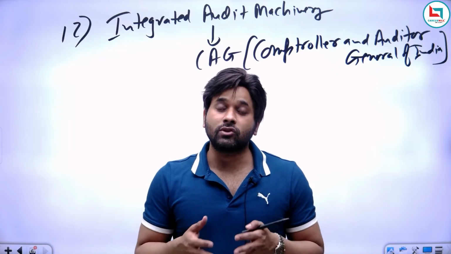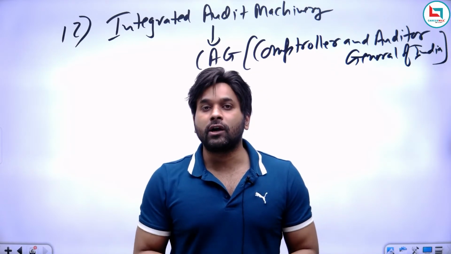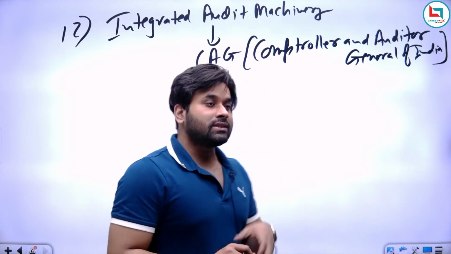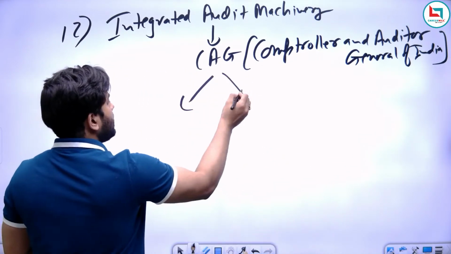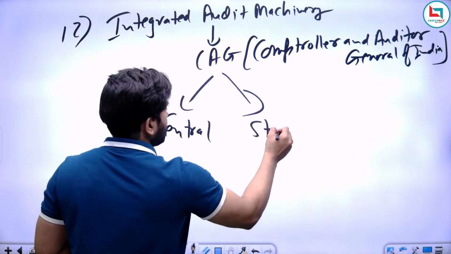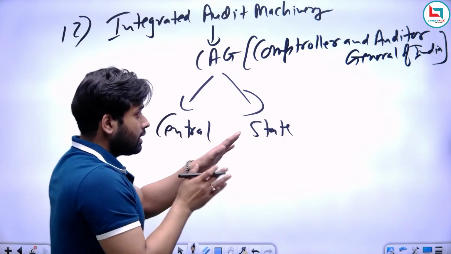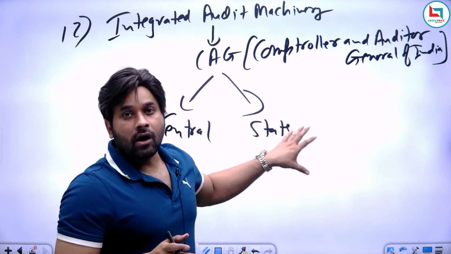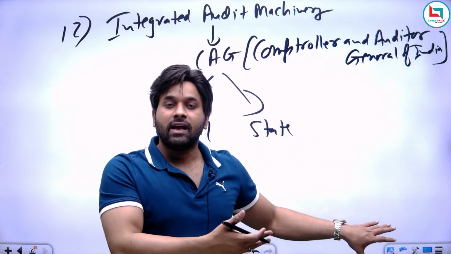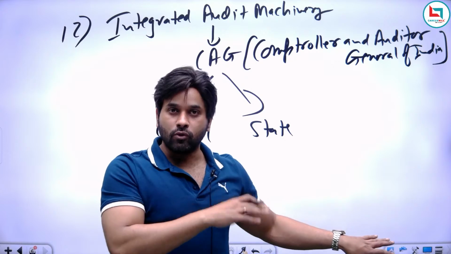But this CAG is responsible not only for auditing the accounts of the center, but also the accounts of the states. So the same CAG is responsible for auditing the accounts of the central government as well as the state government. So CAG audits the accounts of the state government, but the state governments do not have any say in his appointment or his removal.